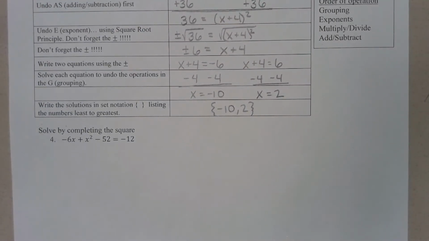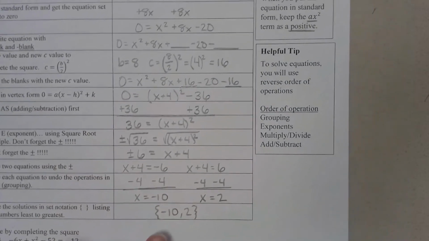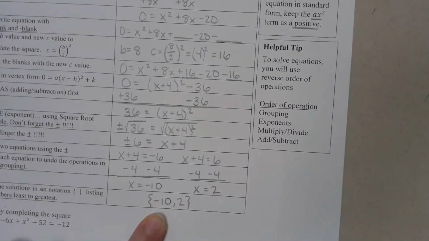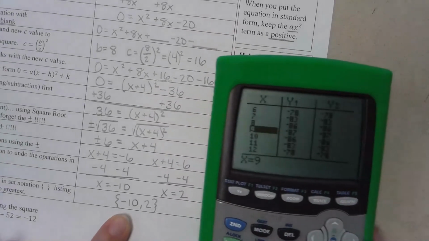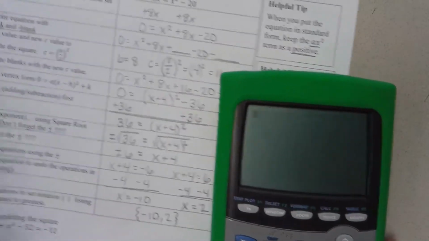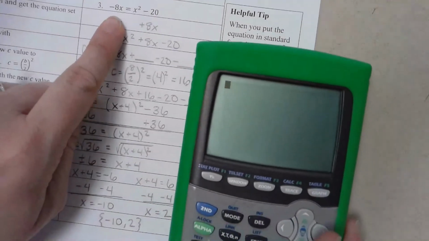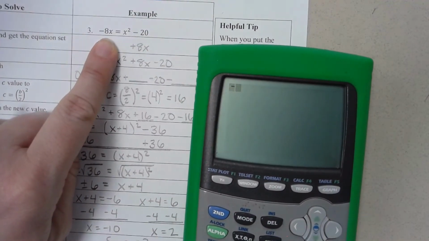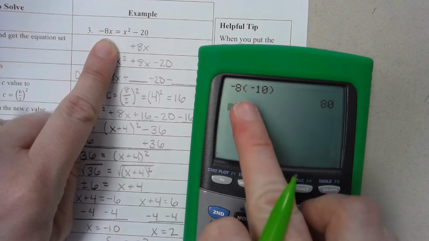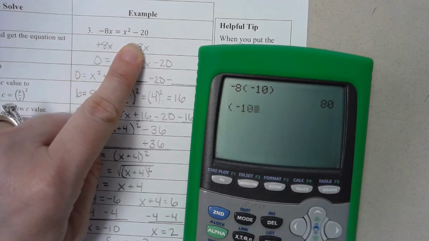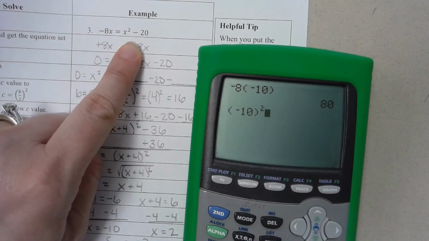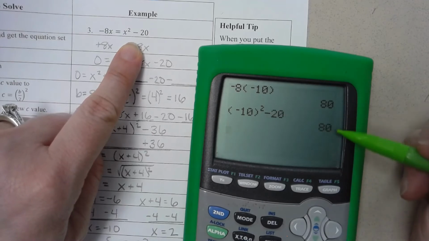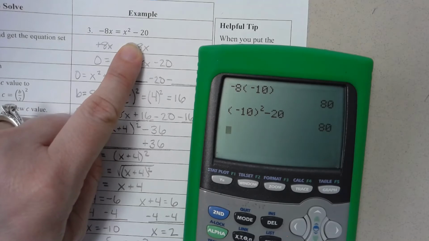You can actually check the solution all the way back to the beginning. If we say our solutions are negative 10 and positive 2, there's a couple different ways, but I really think the best way to check is just substituting it back into the problem. So negative 8 times negative 10, that should equal negative 10 squared minus 20. So they do equal.